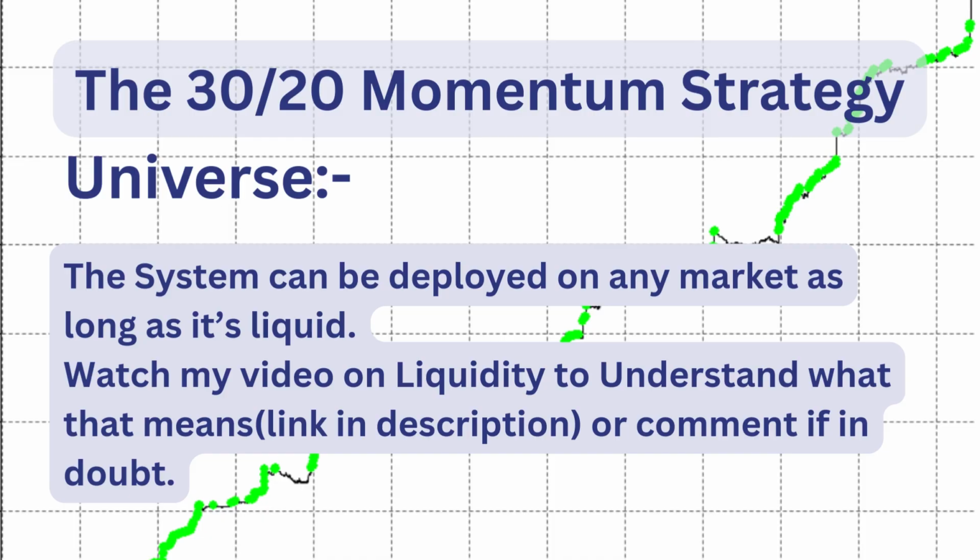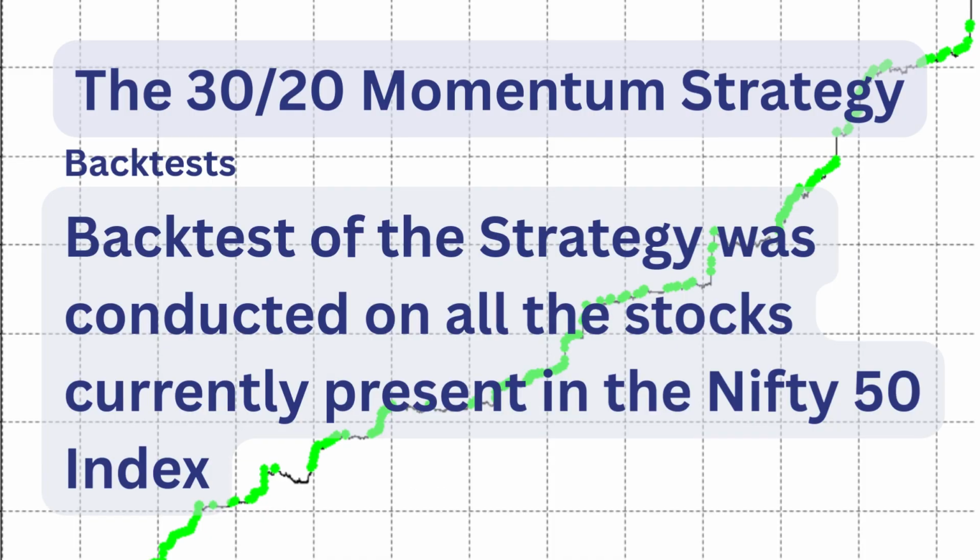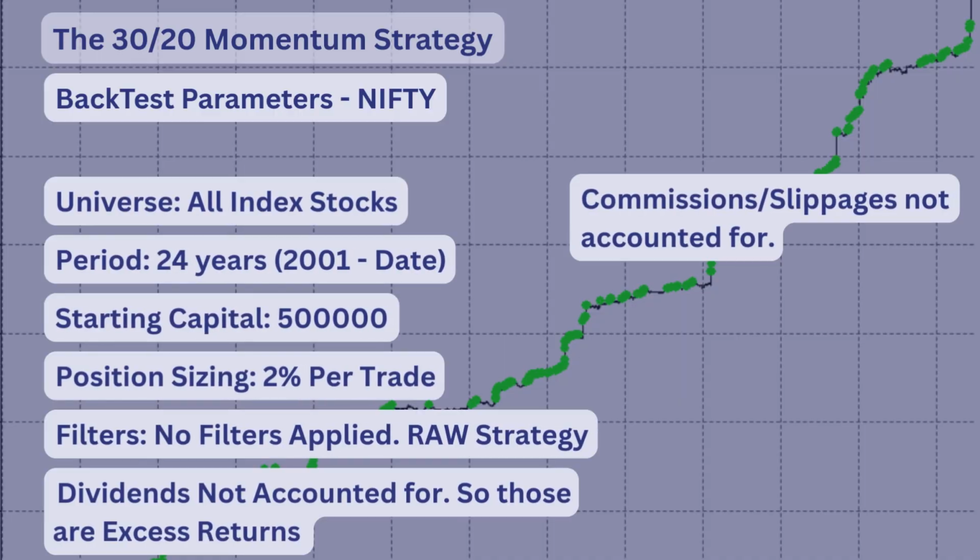So I backtested the strategy on all the stocks currently present in the Nifty 50 index. These are the backtest parameters. Period was 24 years, 2001 until date. Starting capital was 500,000. Position sizing 2% per trade. Filters: no filters applied. This is a raw strategy. Dividends not accounted for, so those are excess returns. Commissions and slippages not accounted for because this is a very slow strategy. You won't really be paying so much commission on these, and they would basically be negligible.